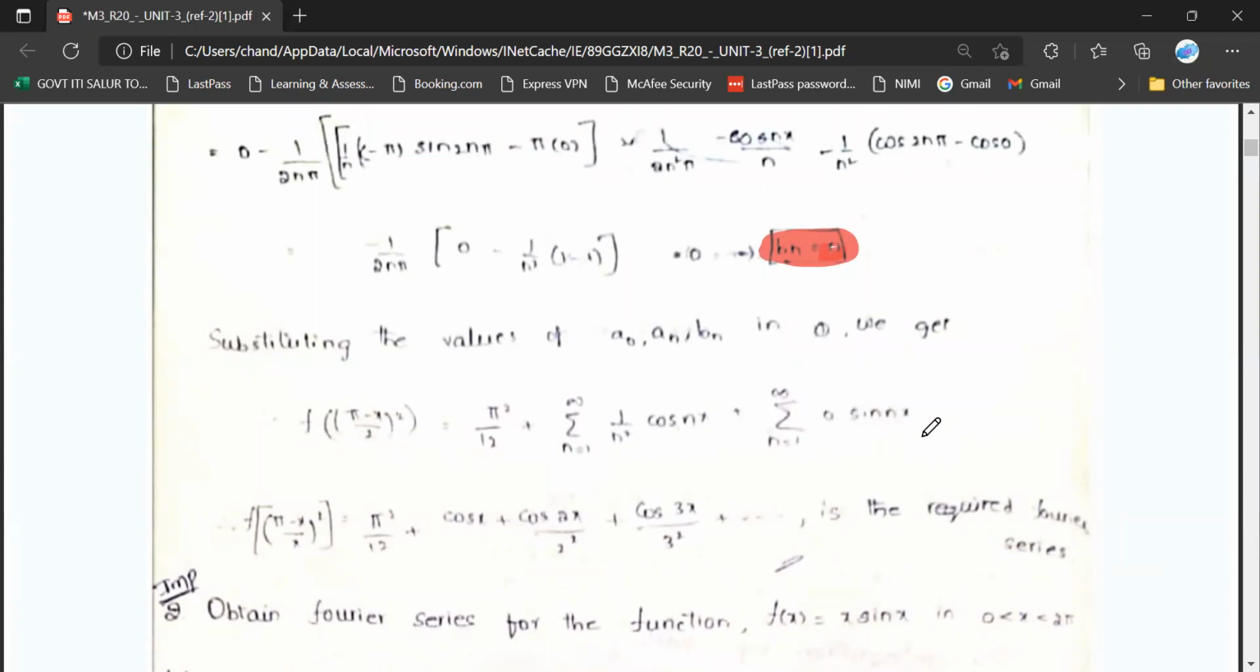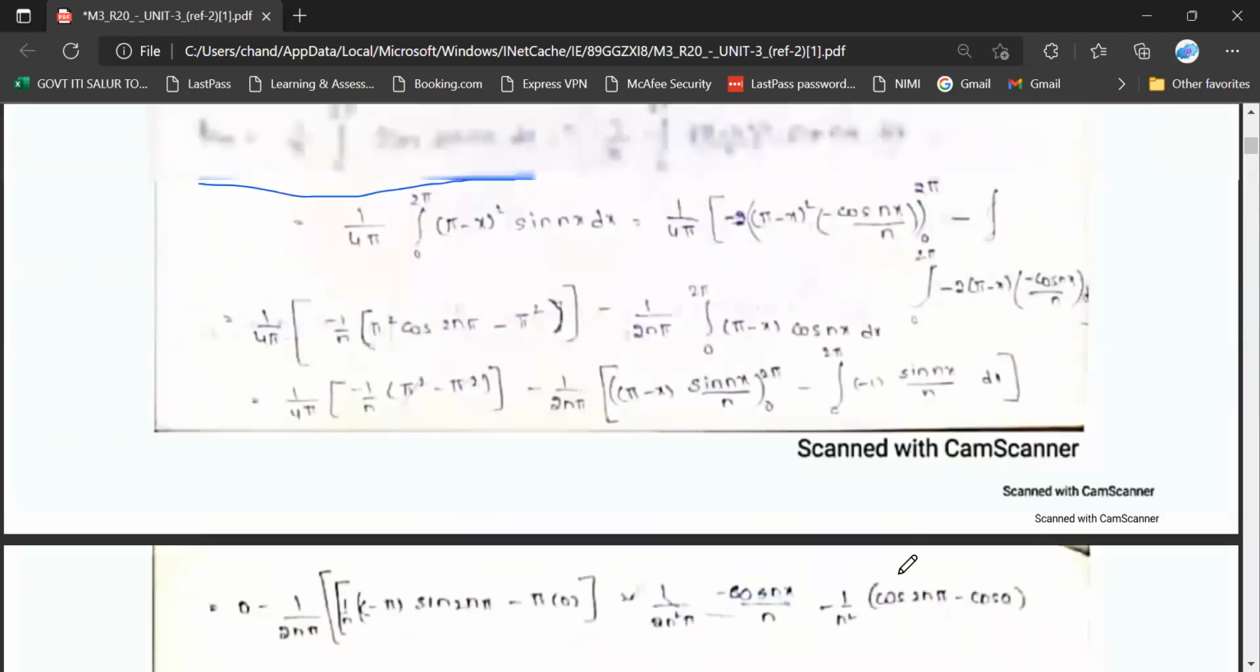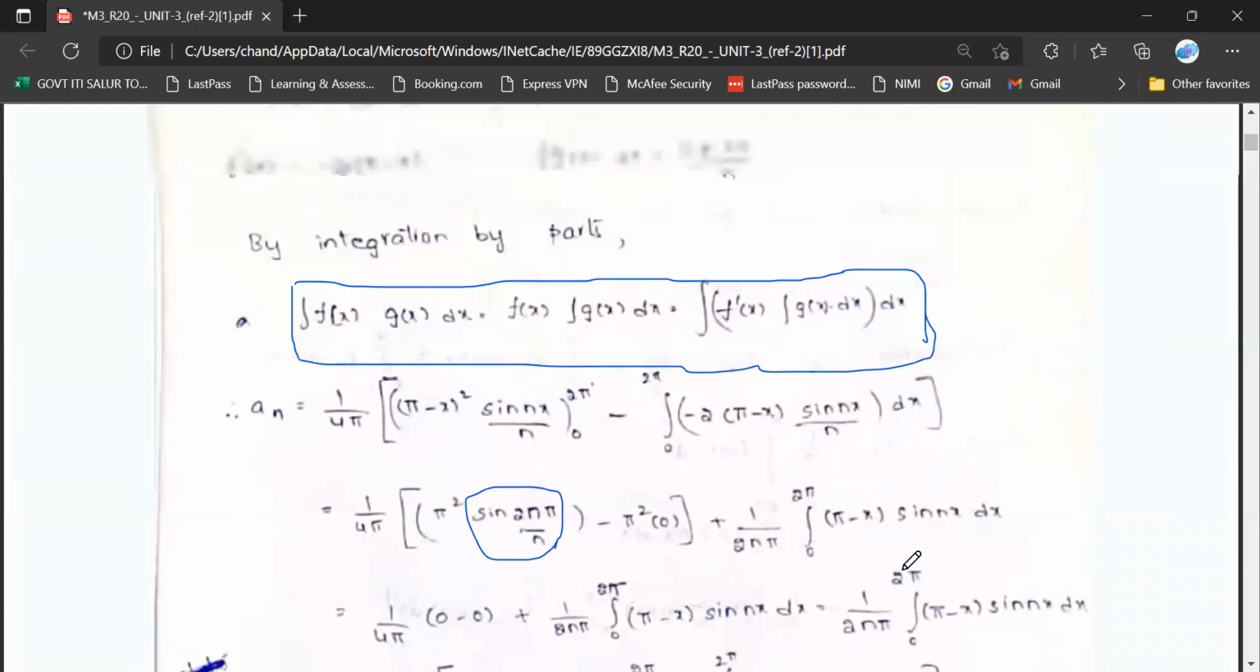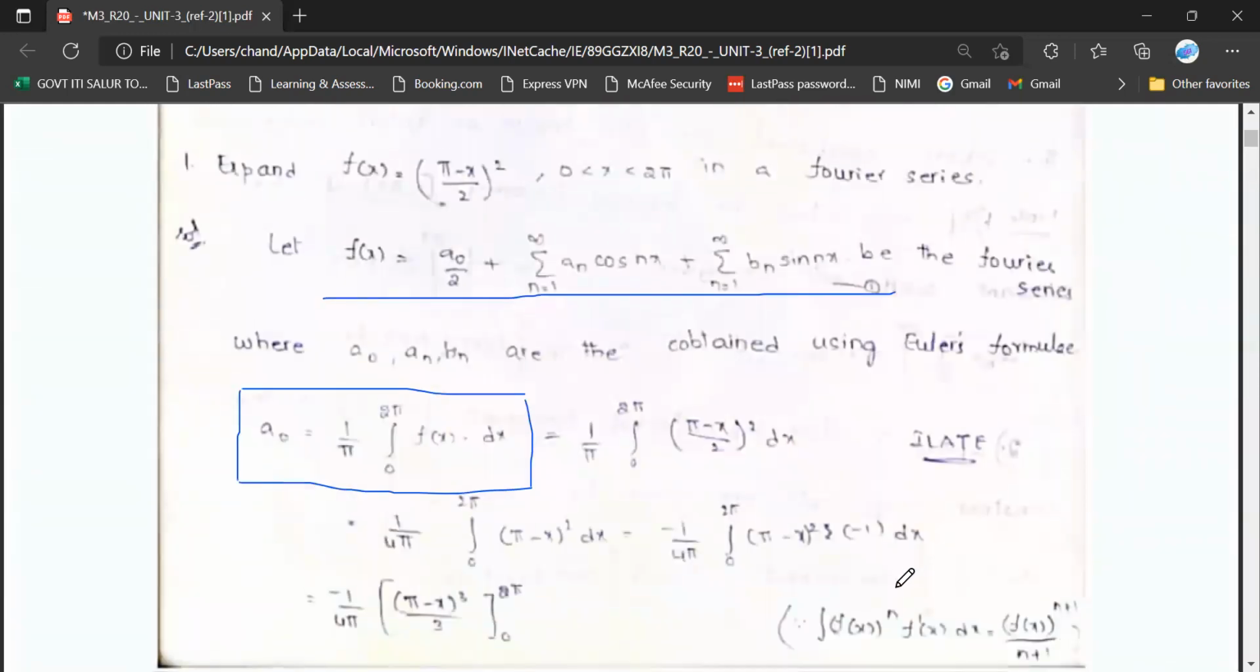We just neglect the sine term. Then our required Fourier series is π squared by 12 plus cos x, taking n equal to 1, n equal to 2, so we have cos 2x by 2 squared plus cos 3x by 3 squared, and so on. It is our required Fourier series. It is the most important question in your question paper. It is very important and very easy once you refer to it. Thank you.